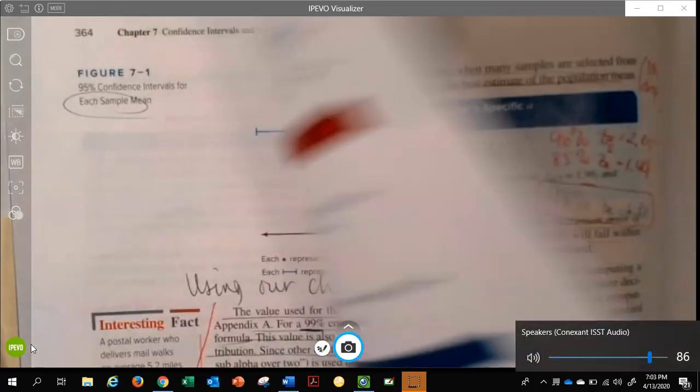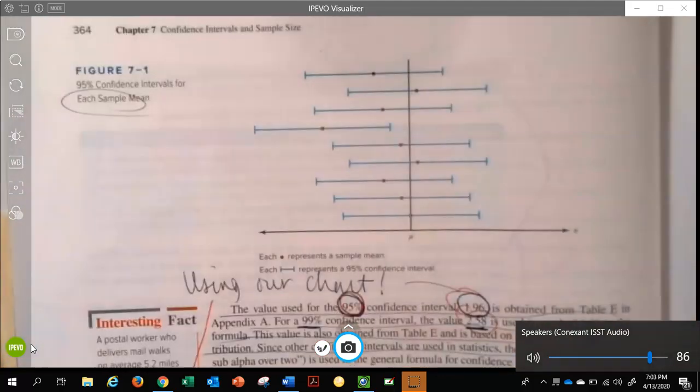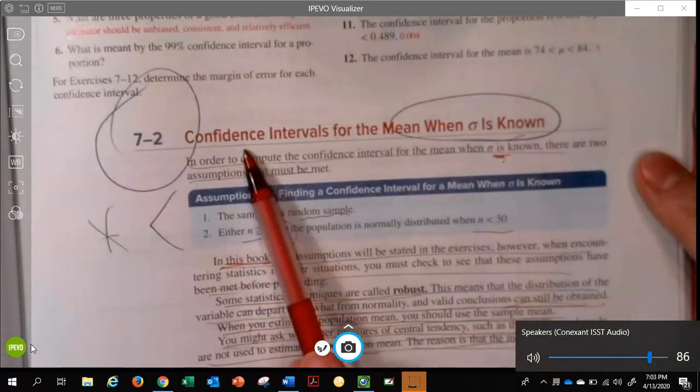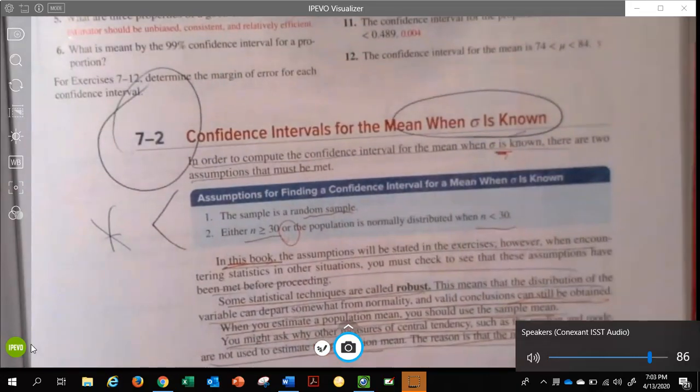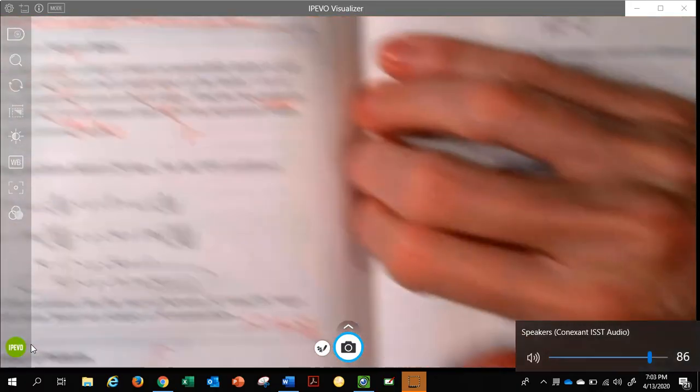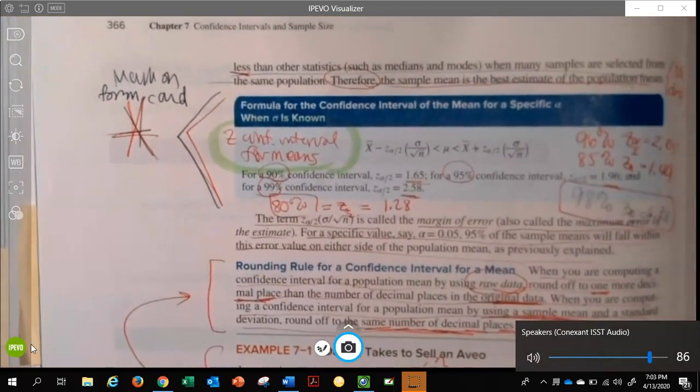Remember, this section is, you can't see it. This section, I'm going to go back and make sure you see it. This section, it's confidence intervals for the mean when the sigma is known. You see a whole lot of writing here. Again, you can start and stop the video as you want.